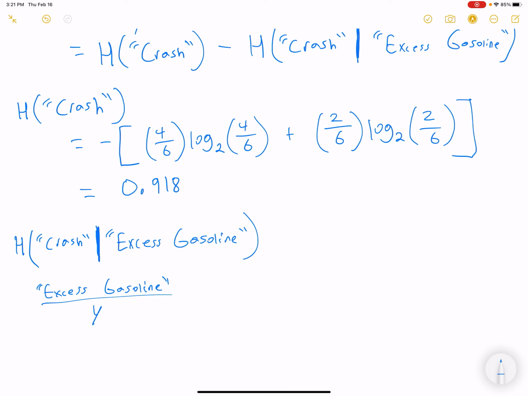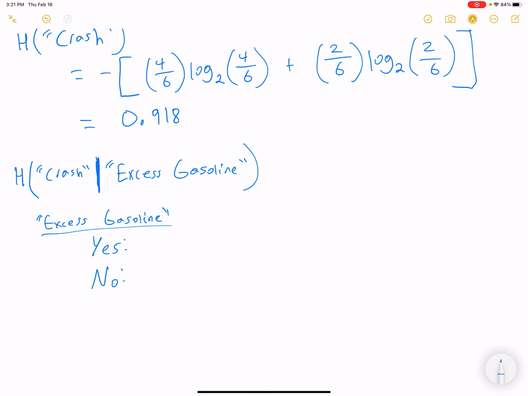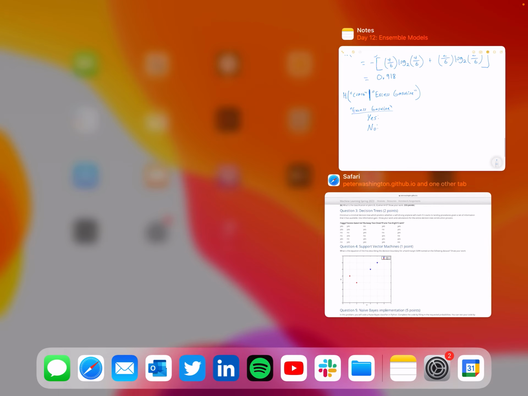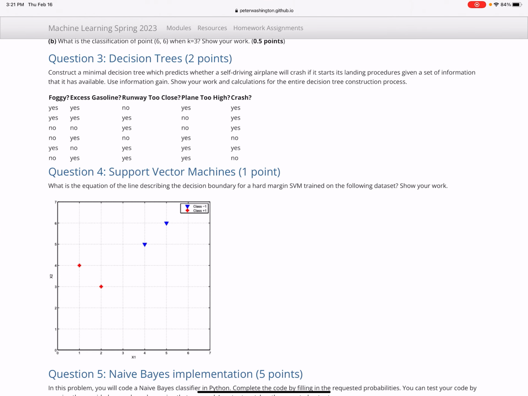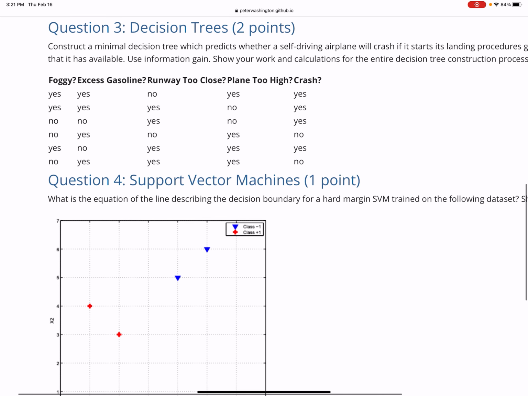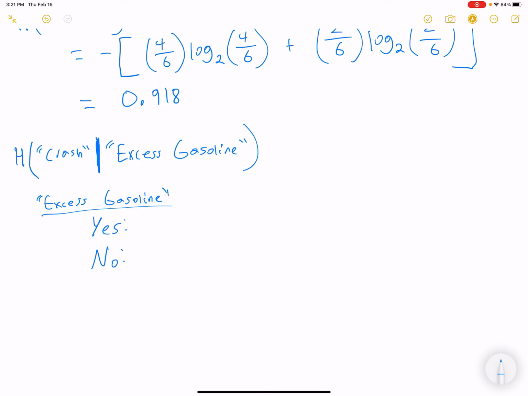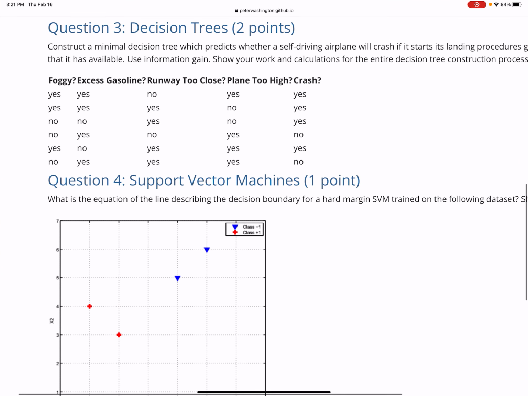It could be yes, or it can be no. And we want to calculate the entropy of each of these situations. So when excess gasoline is yes, there are four data points where excess gasoline is yes. And we want to look at when crash is yes and when crash is no in each of those scenarios. So when excess gasoline is yes, that's four situations. There are two of those situations where crash is yes and two where crash is no.